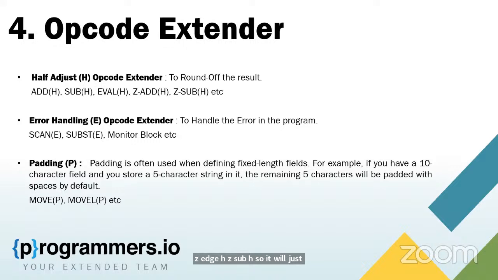To handle errors in the program, we can use the E extender with scan e, sub st. Also, to handle errors, we can use the monitor block opcode. We will see an example of monitor block as well. And the last is padding.